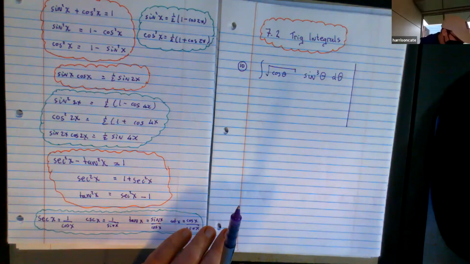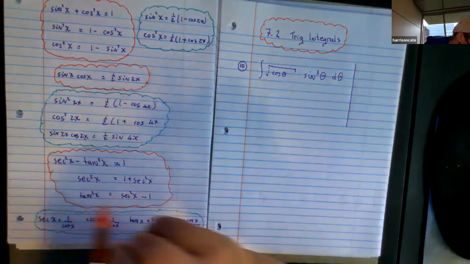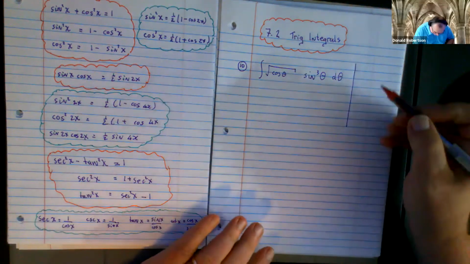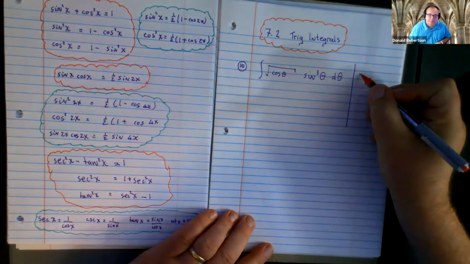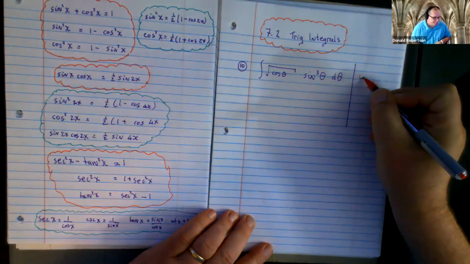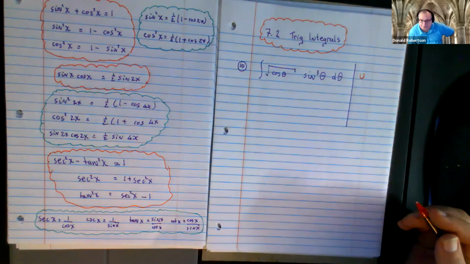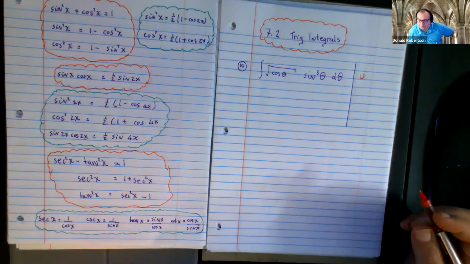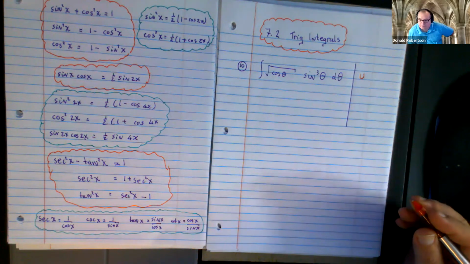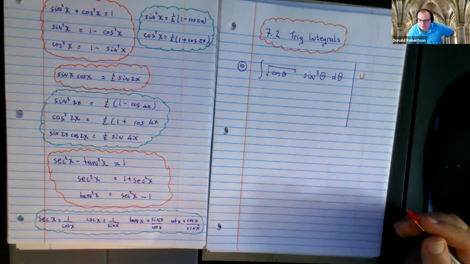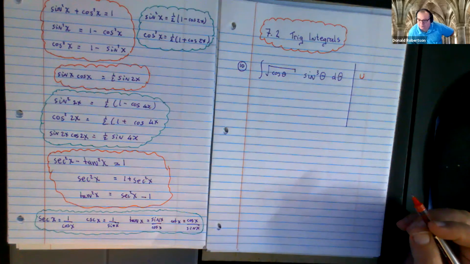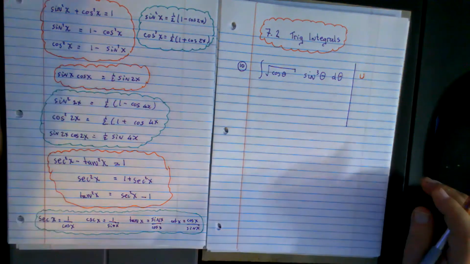You got to pick a good one. That's the only thing you've got to be careful about. You have to pick the one that works. What would the U sub be in this question? You've really only got two choices. Cosine.